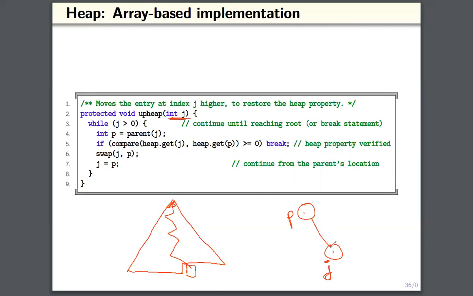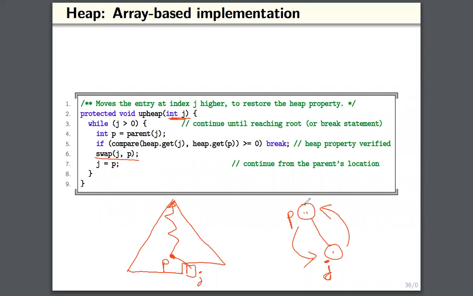If the key at j is smaller than the key at p, what is the meaning of that? That means they are not in a proper order. The heap order property is violated. If it is violated, we swap the index j and index p. That will swap the elements. Right? Okay. Now let's look at this. When will we not do a swap?